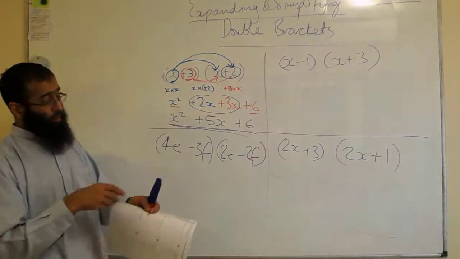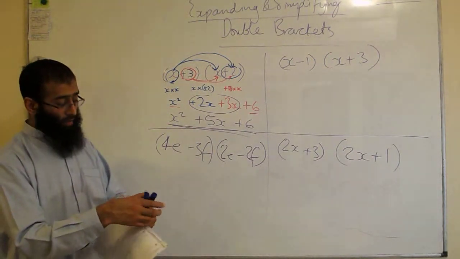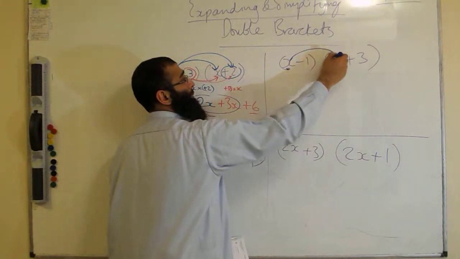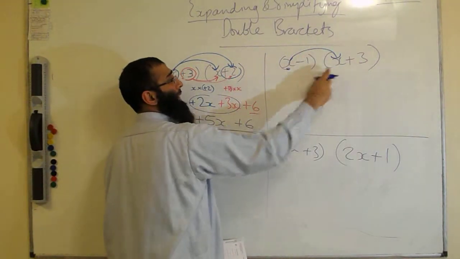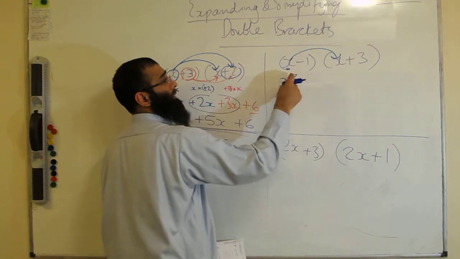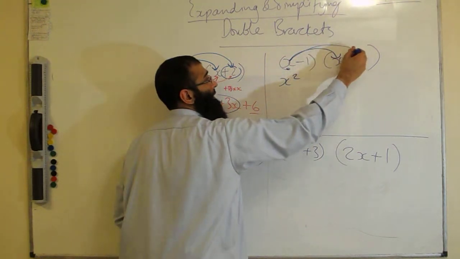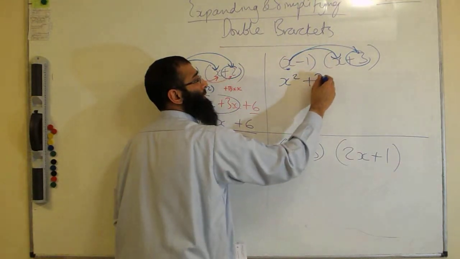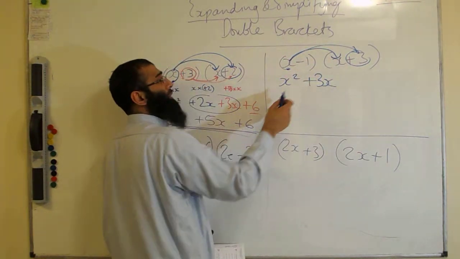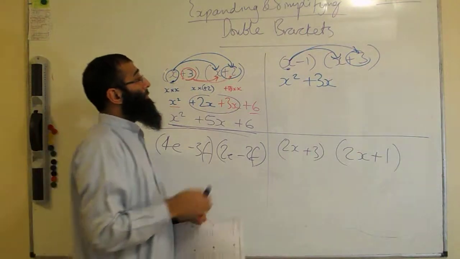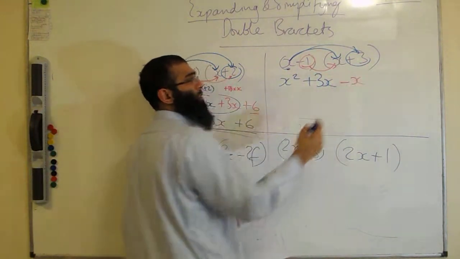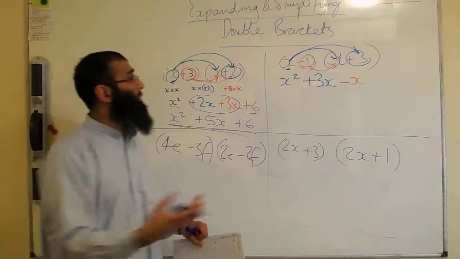So Ramiz, lead us through this one. Where do we start in this question? We start at the x, and we multiply. So x times by x will give us x squared. And then x times by plus 3 will give us plus 3x. And then minus 1 times by x will give us minus 1x. So we just write minus x for short.